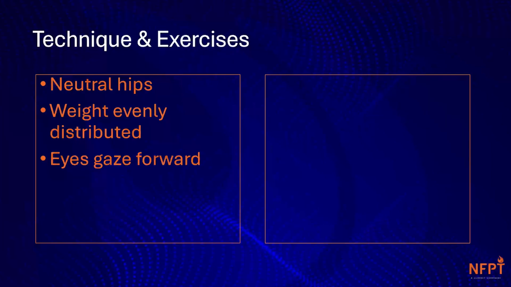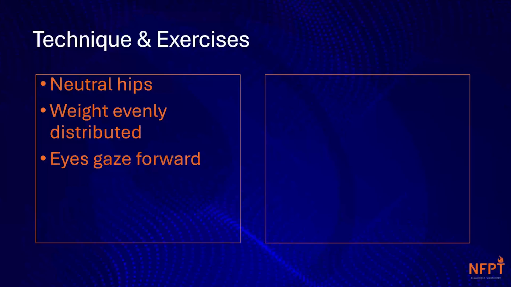And you want their eyes to be gazed forward. As they squat down, their eye movement has to change. If they continue to be spotting or staring at one spot on the wall, let's say, then their head is going to have to lift up as they squat down. So instead, what they're looking at is going to change as they squat down.